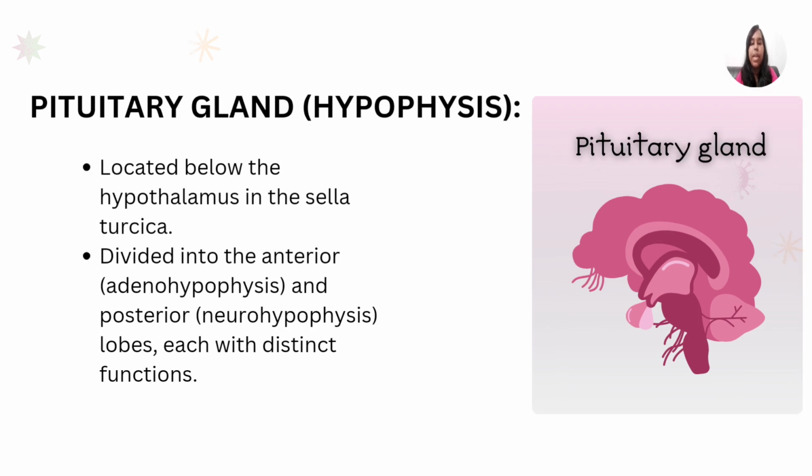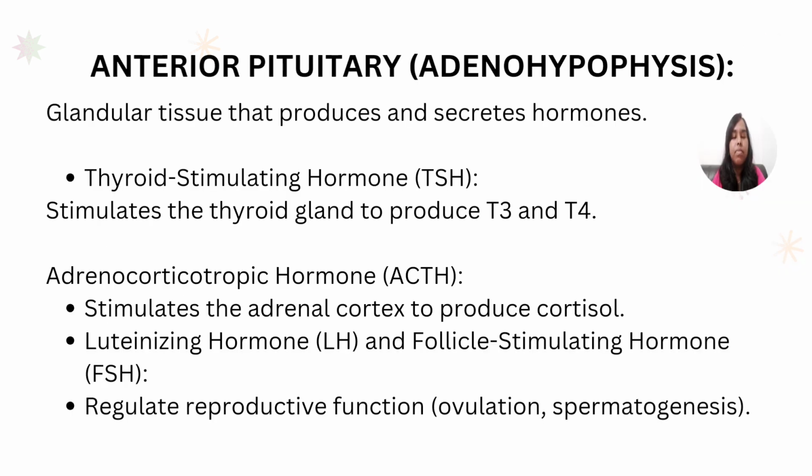Pituitary gland. It is located below the hypothalamus in the sella turcica, divided into anterior and posterior lobes, each with distinct functions. There are two types of pituitary gland. Anterior pituitary, it is a glandular tissue that produces and secretes hormones. Thyroid stimulating hormone stimulates the thyroid gland to produce T3 and T4. Adrenocorticotropic hormone stimulates the adrenal cortex to produce cortisol.